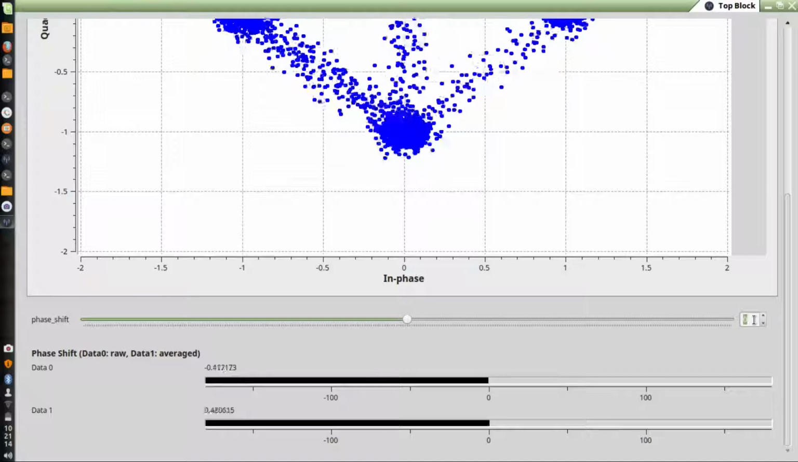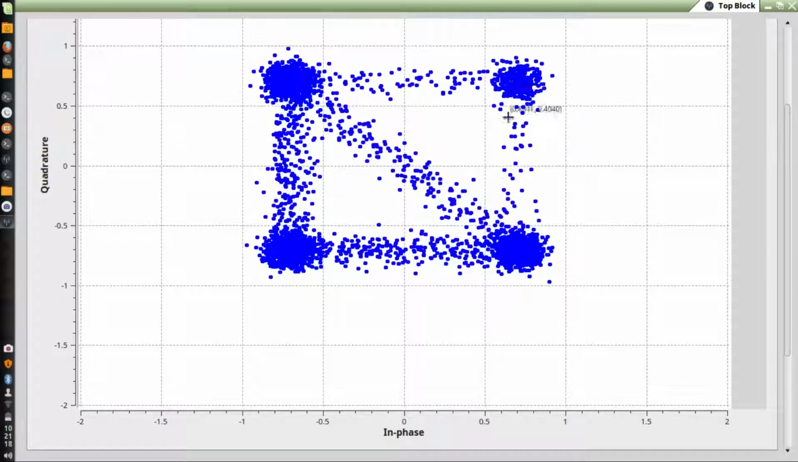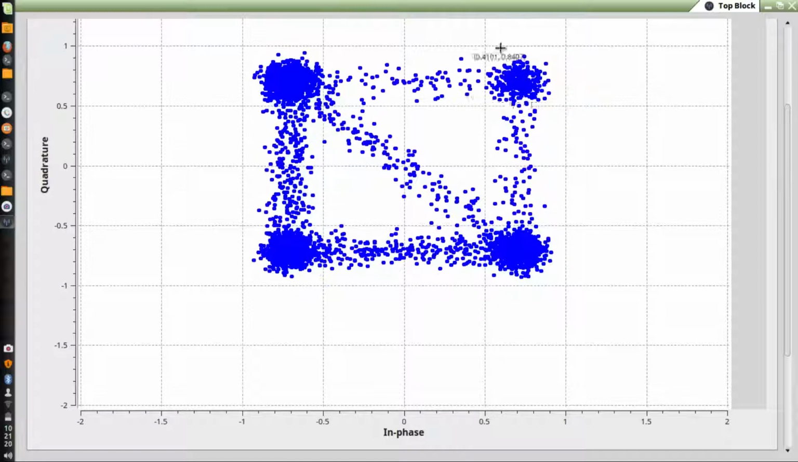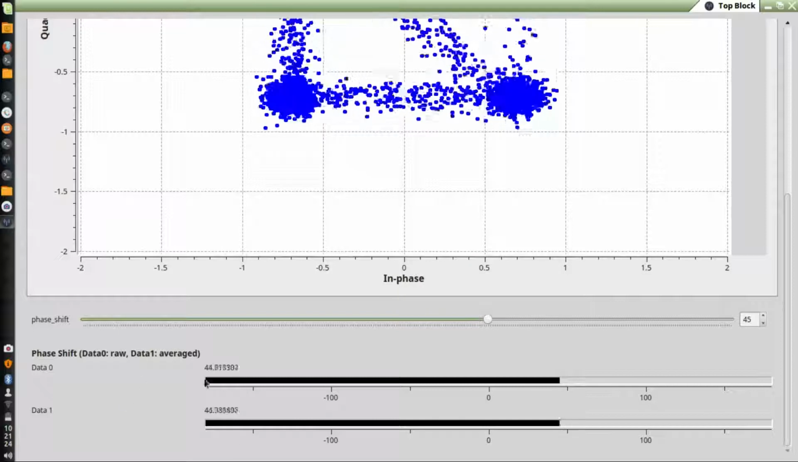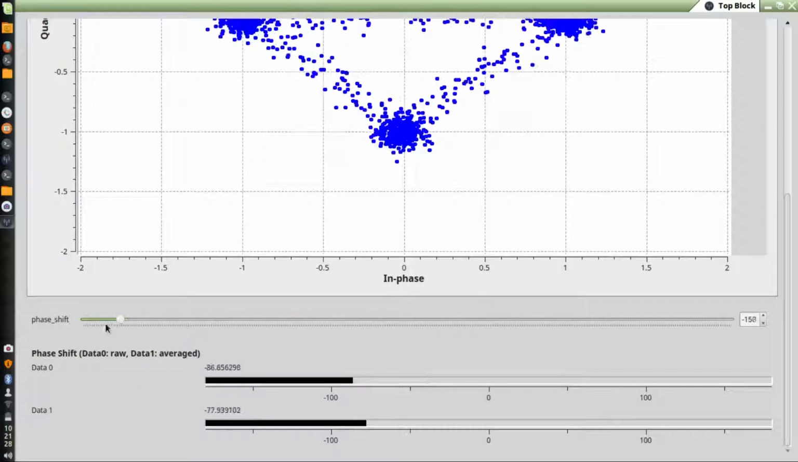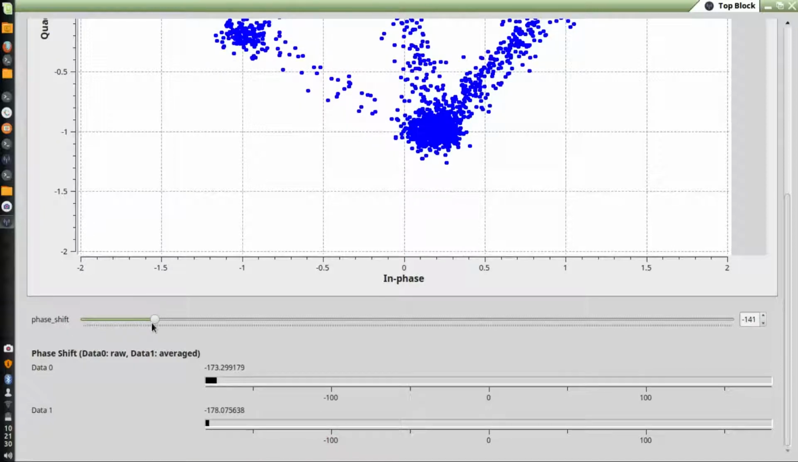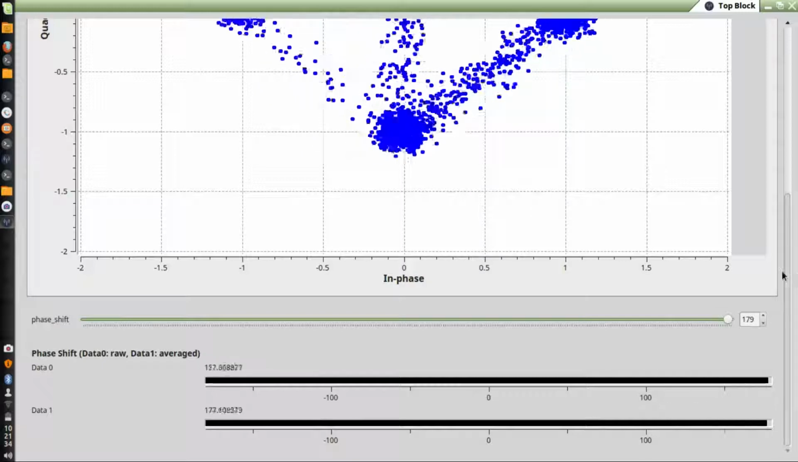Let's say I wanted 45 degrees of phase shift. My constellation diagram will rotate about 45 degrees. You can see that this point, the one that has the fewer number of symbols around it, is now at 45 degrees, and my program is estimating a phase shift of about 45 degrees. This works pretty well through a wide range, all the way from minus 180 degrees, at full 360 degrees of rotation, to plus 180.